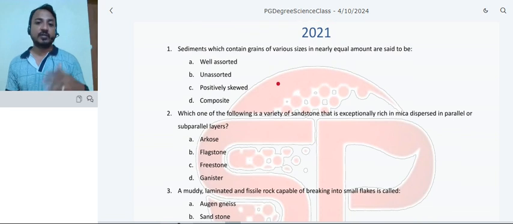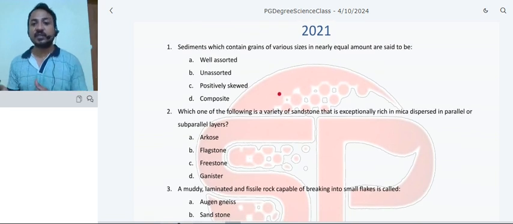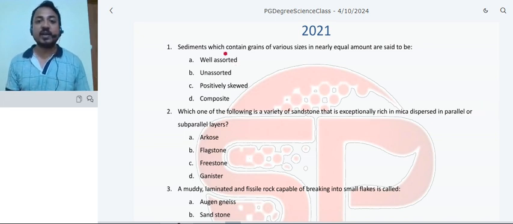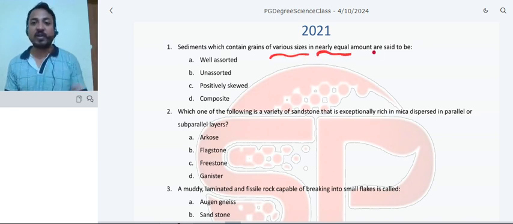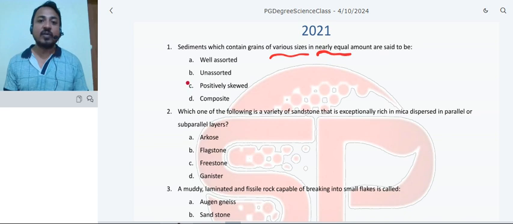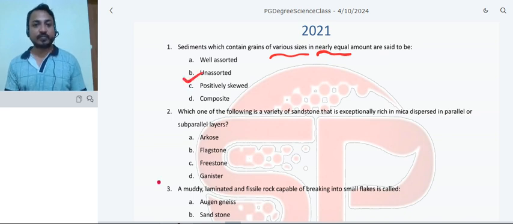A sediment which contains grains of various size in nearly equal amount is said to be what? If the sediment contains grains of various sizes but they are all nearly of equal amount, then it is called an unsorted condition.